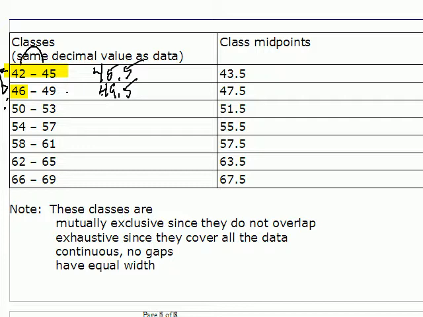And we just went through these: classes are mutually exclusive because they do not overlap. They're exhaustive since all the data will fit in them. They're continuous. There are no gaps in here, like for example 58 and 61 isn't just missing. And they have equal width.